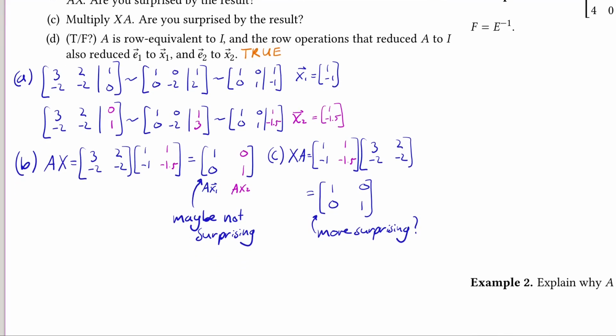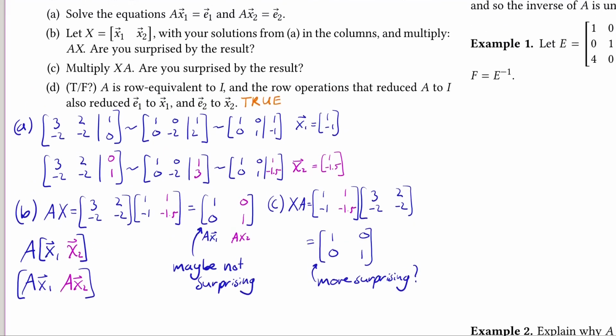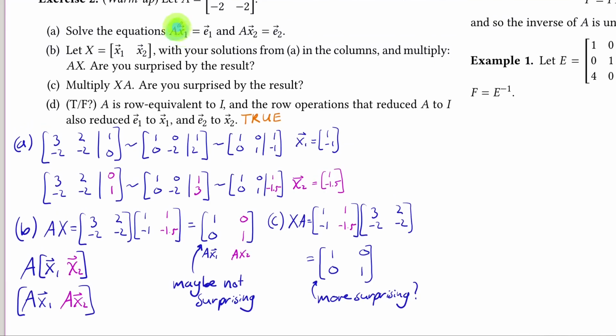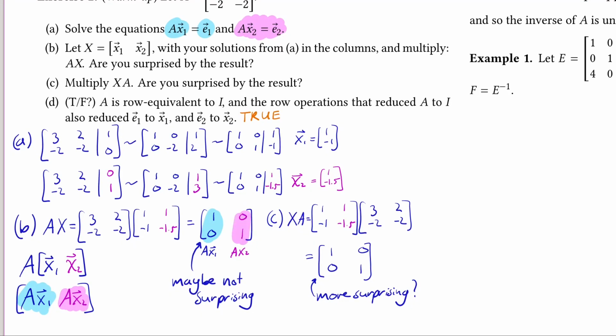But remember the definition of A times X: it is the matrix that has AX1 as the first column and AX2 as the second column. And we just solved the equation that AX1 should be equal to E1, right? So the first column of AX should be E1. And likewise, we solved this equation to make it so A times X2 is E2. So yeah, we got what we should when we did this matrix multiplication.